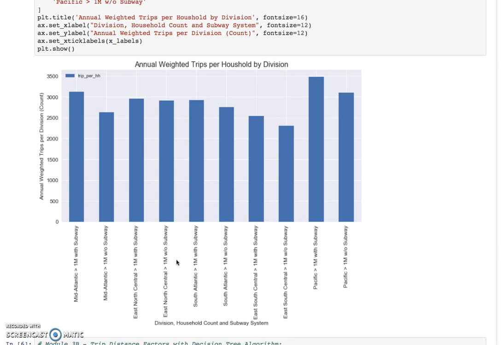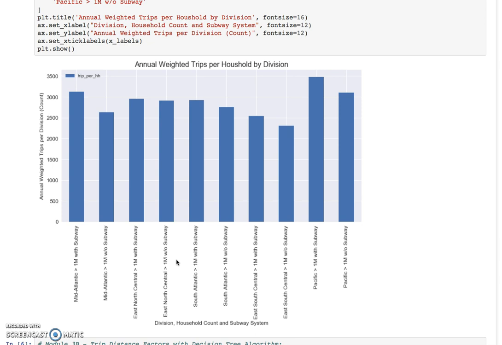We see that typically the annual weighted trips are a little bit higher with access to a subway, which could be cause and effect or an association, as more access to subway is usually in a higher density area, and that's why there are more people, more cars, and more driving.